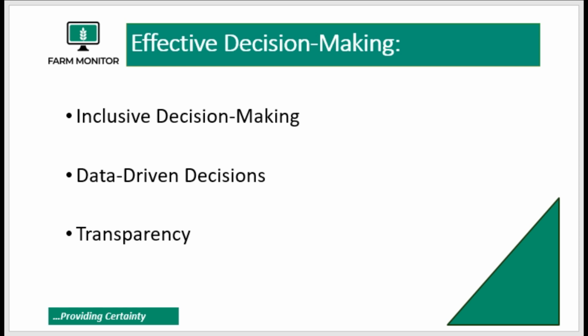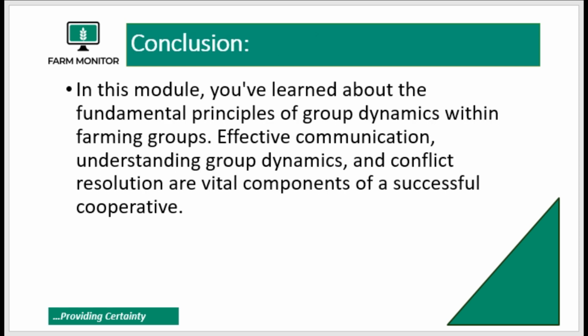And of course, transparency must be seen in the process of decision making. All members understand how the decisions were reached. Very, very important. So in conclusion for this module, you've learned about the fundamental principles of group dynamics within farming groups.